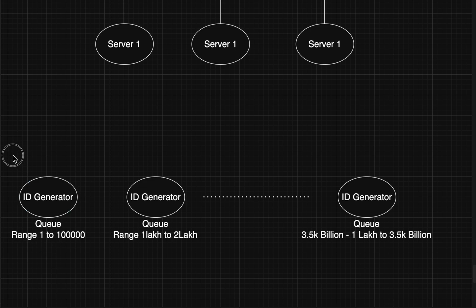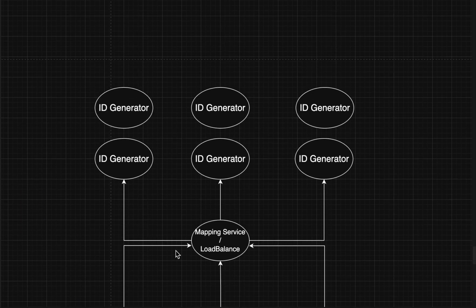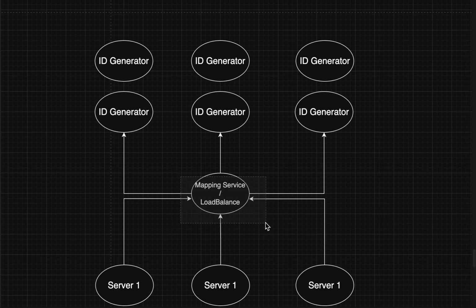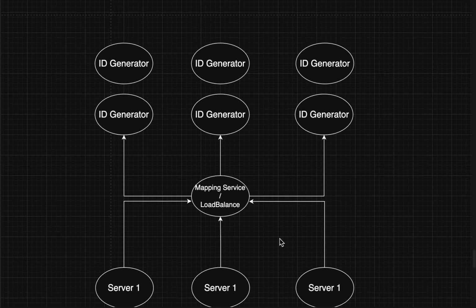As soon as this queue is empty, our load balancer will know which ID generator instance's queue is empty, so it will stop sending requests to that ID generator. And how will this mapping service or load balancer know which ID generator's queue is empty? For this, we can maybe create a cron. This cron will hit all the ID generators one by one, see if they are empty or not, and tell the mapping service.